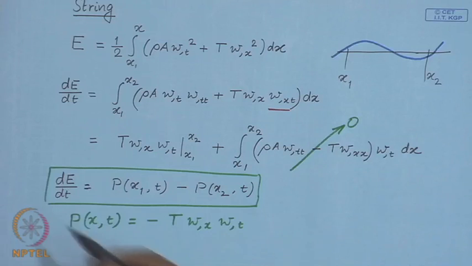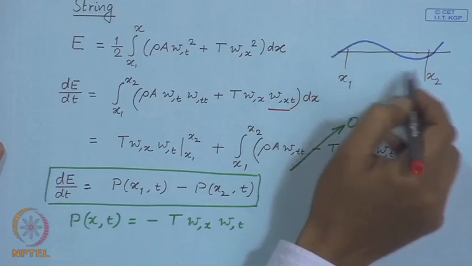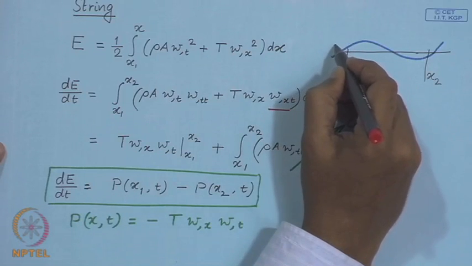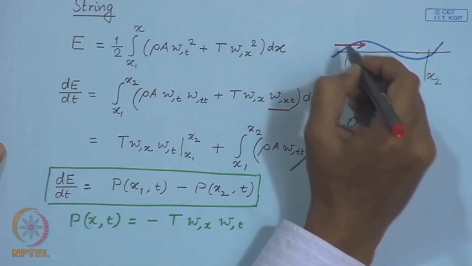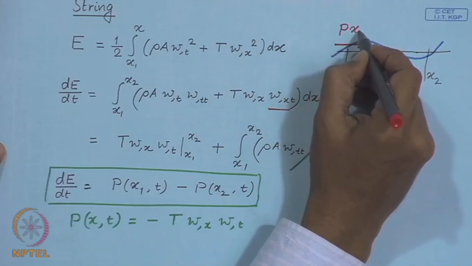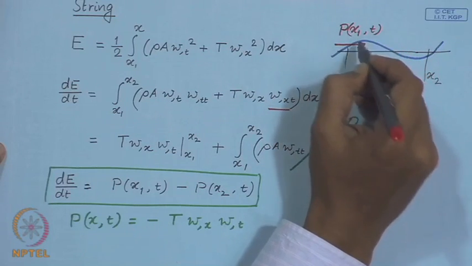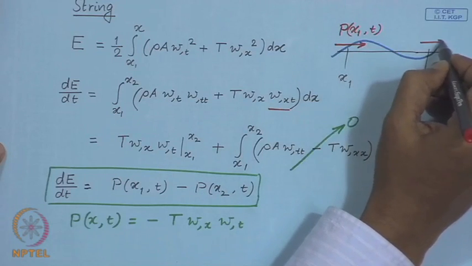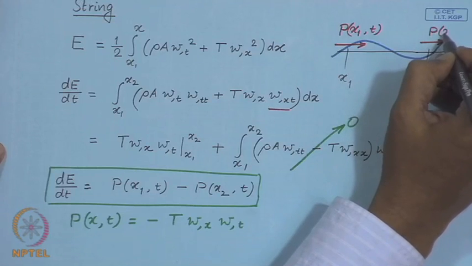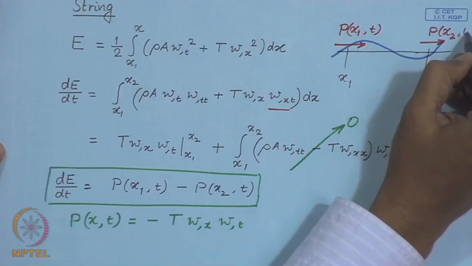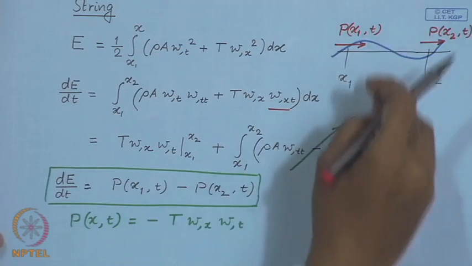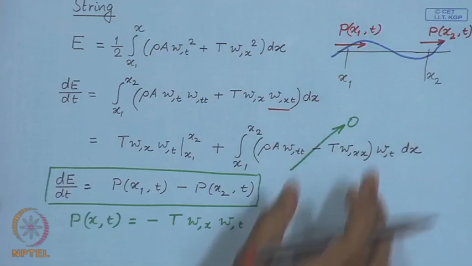So, the rate of change of energy of this portion of the string, this segment of the string, must be equal to the power that comes in through x 1 into this region minus the power that leaves this region through the point x 2. So, this is nothing but the balance of energy for the string. There is no other loss like radiation or damping in this portion.